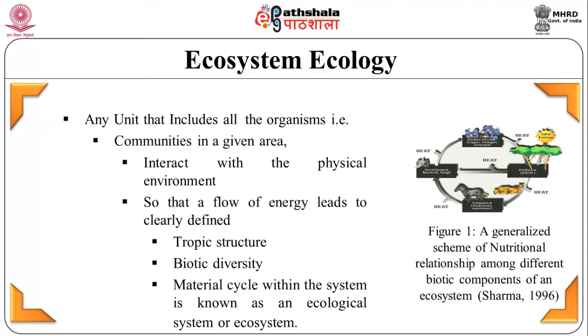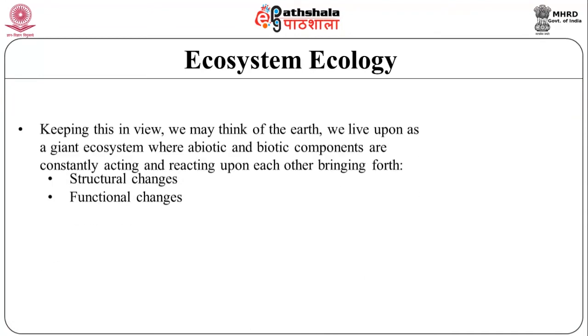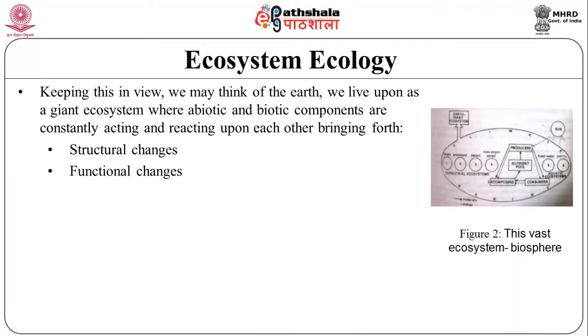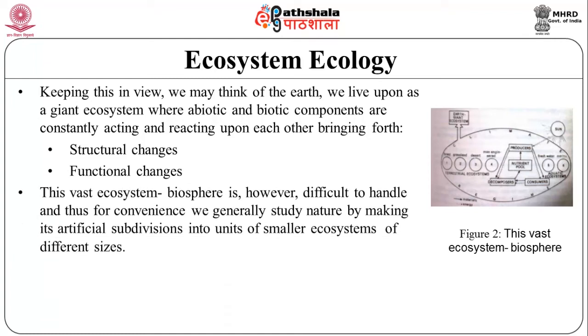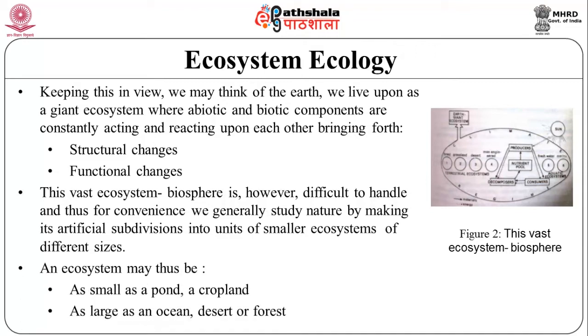Look at figure 1. It shows a generalized scheme of nutritional relationships, the food links among the living organisms of such a system. Keeping this in view, we may think of the Earth we live upon as a giant ecosystem where abiotic and biotic components are constantly acting and reacting upon each other, bringing forth structural and functional changes in it. This vast ecosystem, the biosphere, as shown in figure 2, is however difficult to handle, and thus for convenience we generally study nature by making artificial subdivisions into units of smaller ecosystems. For example, terrestrial ones can be read as forest or desert, grasslands, man-engineered as croplands, aquatic as freshwater and marine, and so on and so forth of different sizes.